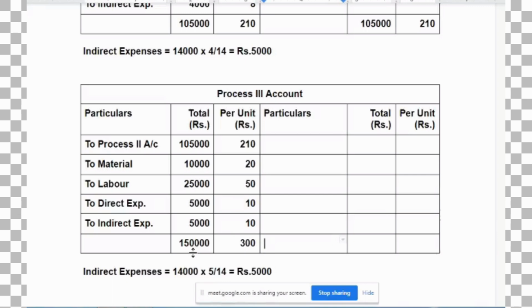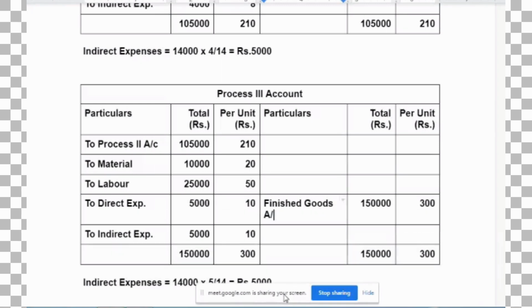Clear? And the same is shown on the credit side also. Now no process is left, so at the end this will transfer to finished goods account. Where will we take it? Finished goods account. We transfer it to finished goods account. Clear? This way all three process accounts are ready.